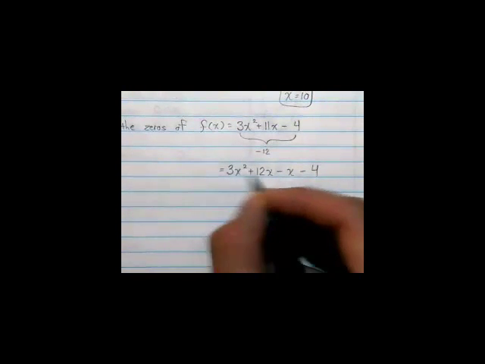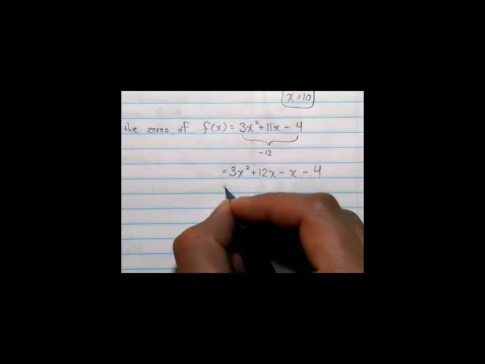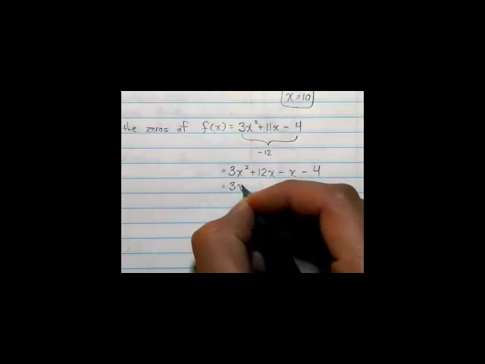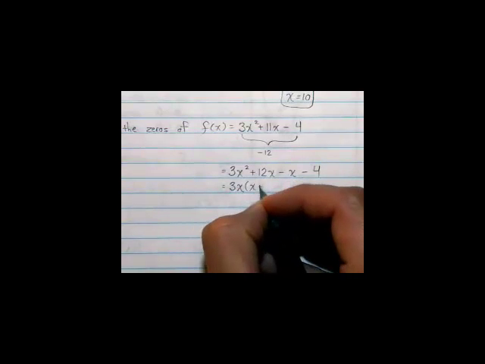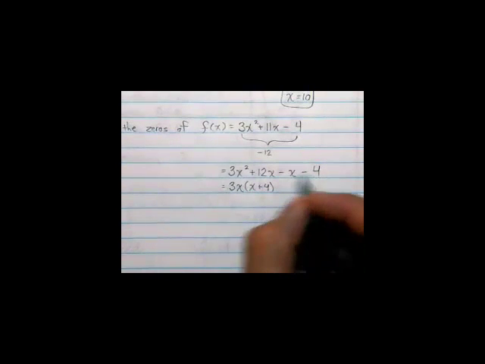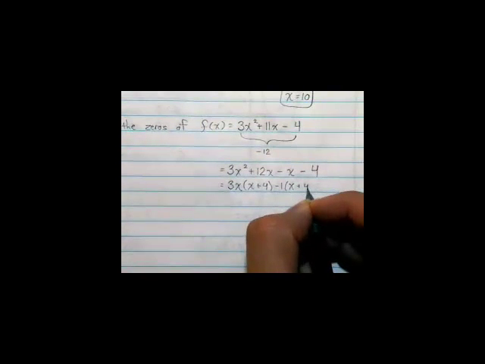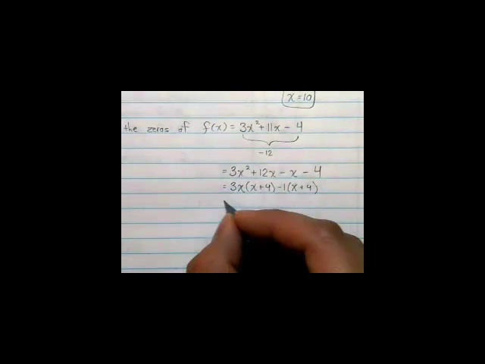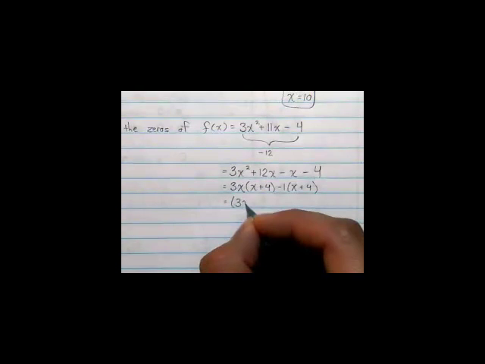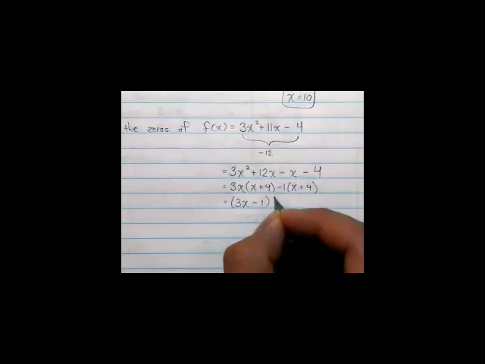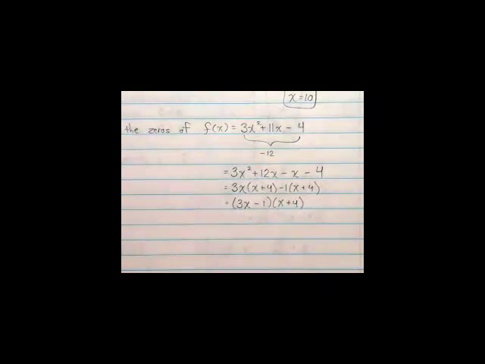So just the first two terms, what's the greatest common factor? 3x. So if we take out 3x, we have x plus 4. What's the GCF of the back two? Negative 1, x plus 4. Okay, so then we're going to end up with our two factors are actually 3x minus 1 and x plus 4. So now I can look at my two factors and come up with my zeros again.